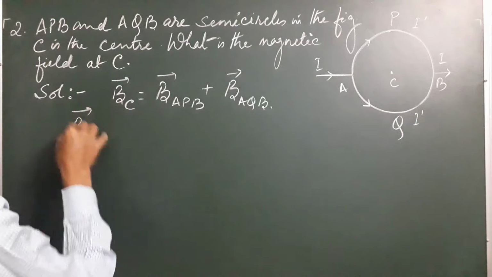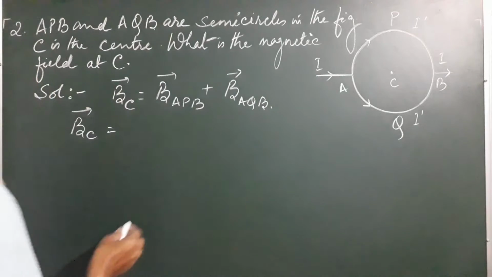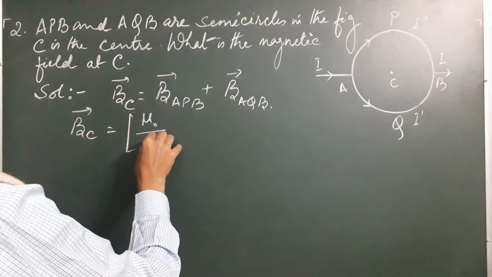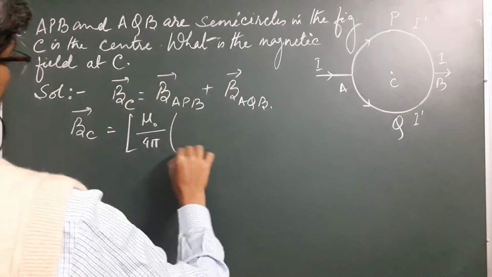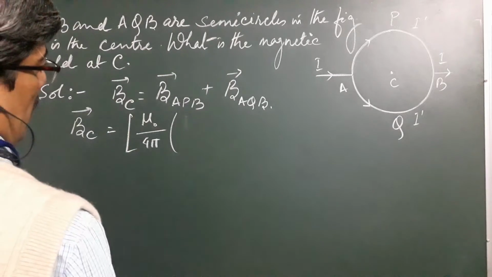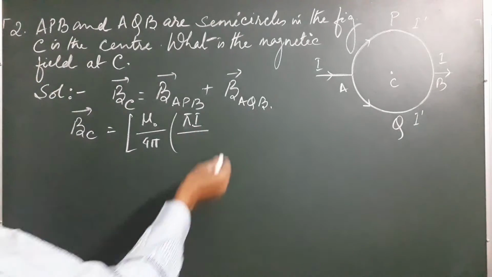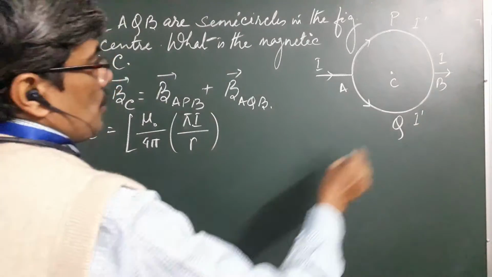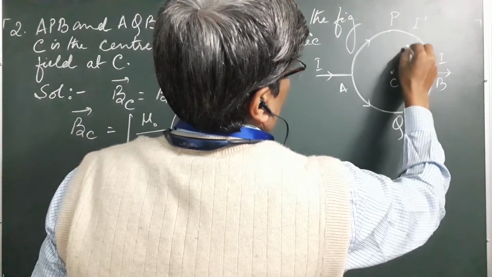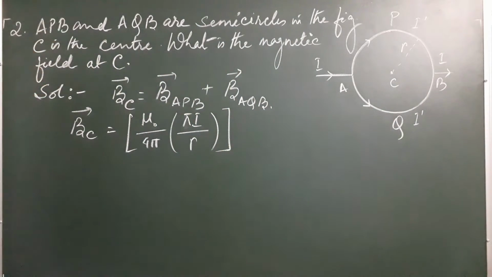So the net magnetic field at C is equal to, for the APB segment, let's find it out. The formula, you must be aware of the formula, mu naught by 4 pi, the constant, pi I by the radius r. Let us assume that the radius is r, right? This is one part.